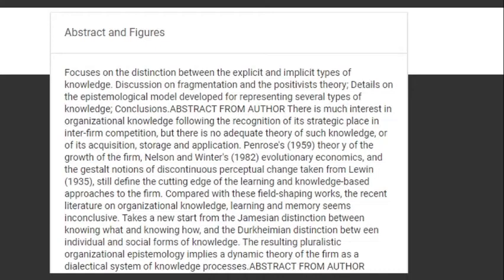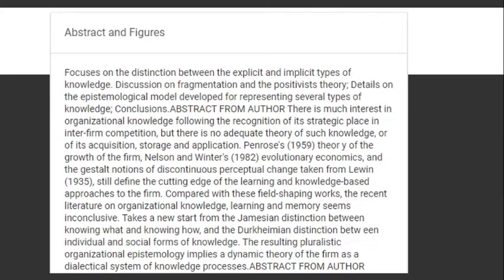It focuses on the distinction between the explicit and implicit types of knowledge. Discussion of fragmentation and the positivist theory details on the epistemological model developed for representing several types of knowledge. Conclusions. Abstract from the author: There is much interest in organizational knowledge following the recognition of its strategic place in interfirm competition.